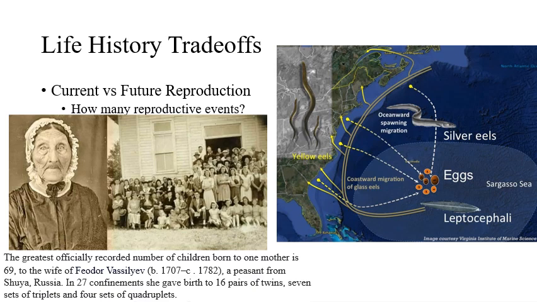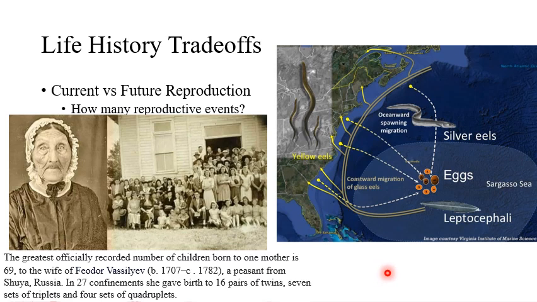We talked about this a little bit earlier, but do you invest in reproduction now, or do you invest in reproduction down the line, right? Do you put it all in on one massive reproductive event, or do you have multiple reproductive events spread out over many years? So this one right here, I don't know what her name is, but she had 69 kids, right? 27 different births. She gave birth to 16 pairs of twins, 7 triplets, and 4 quadruplets. I didn't verify this. I found it on the internet, so it must be true, but I just thought I would share. This is the extreme of human reproductive potential, 69 children, apparently. Okay?